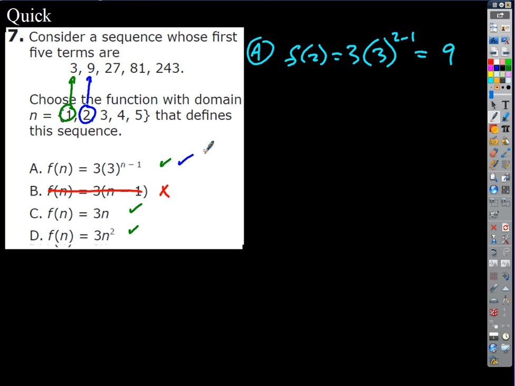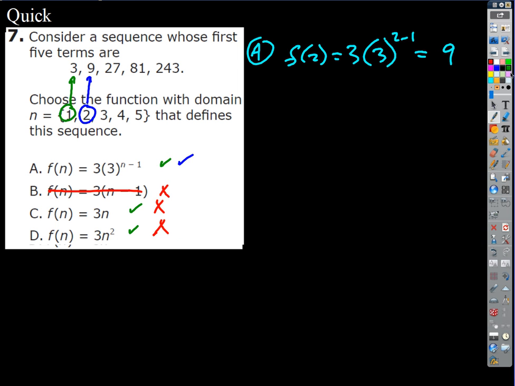That one already failed. What about this one? If I plug in 2, I get 3 times 2 is 6, not 9, right? So that one fails. How about this one? If I plug in 2, I get 3 times 2 squared. 12. That fails also, right? So there's our winner. Okay?